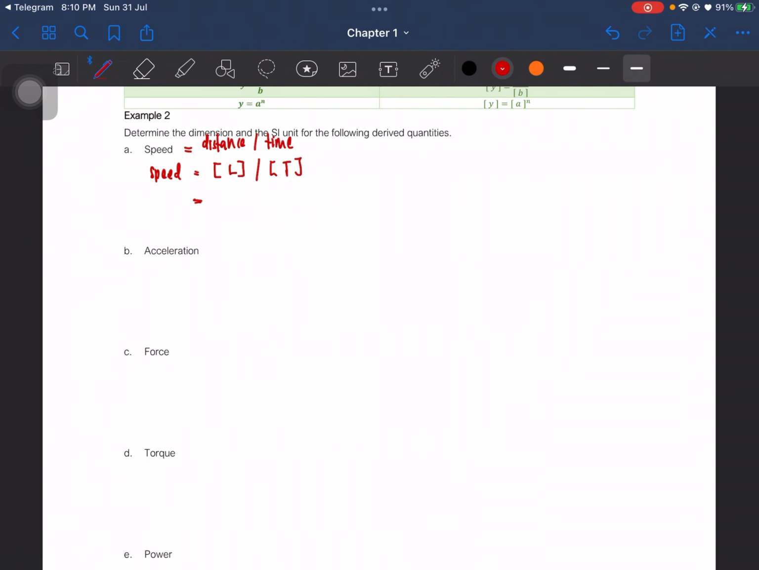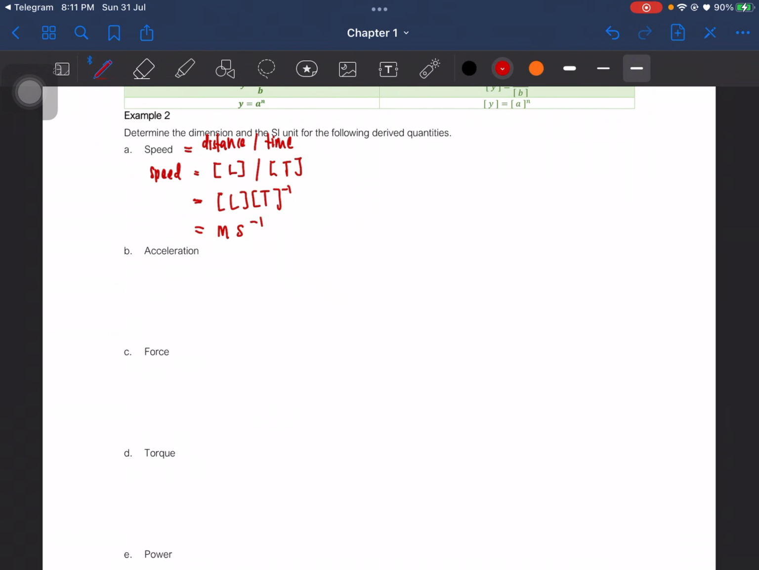So from here we are going to get L T negative 1. Here L is equal to m, T is second. So that is how you get the SI unit and the dimension. This is the dimension, this is the SI unit.